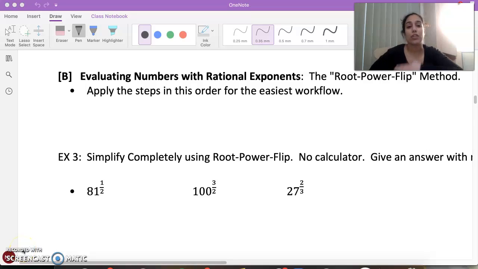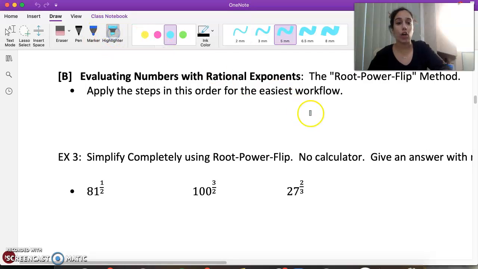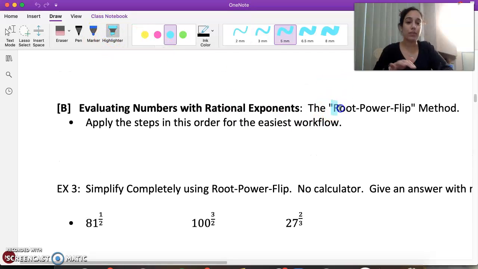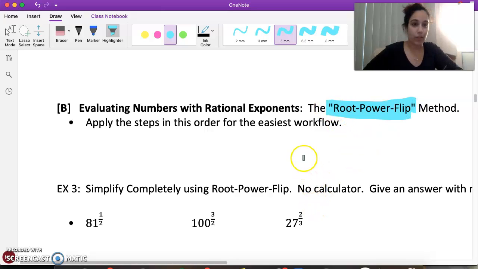Evaluating numbers with rational exponents. So how do we evaluate when a number has a rational exponent? And as explained before, a rational exponent is a fraction as an exponent. So how do we do this? We are going to use a method called the root power flip method. And why? Because it's the easiest way to do it.